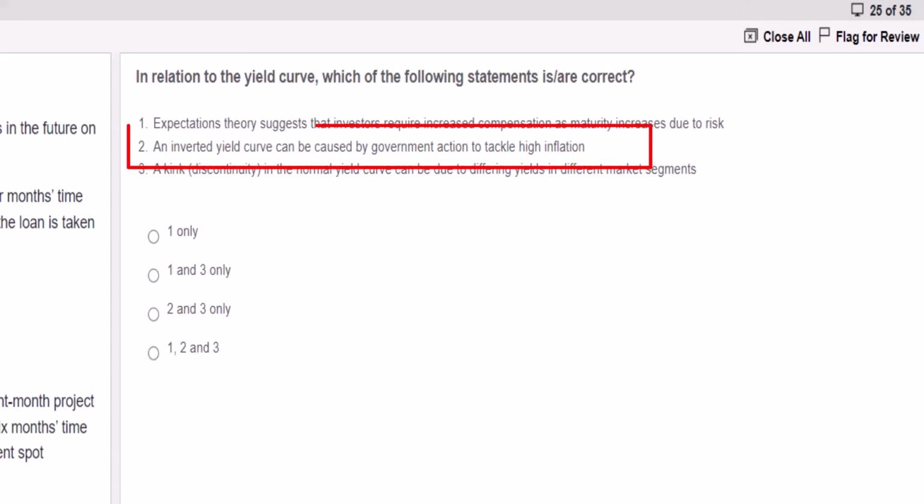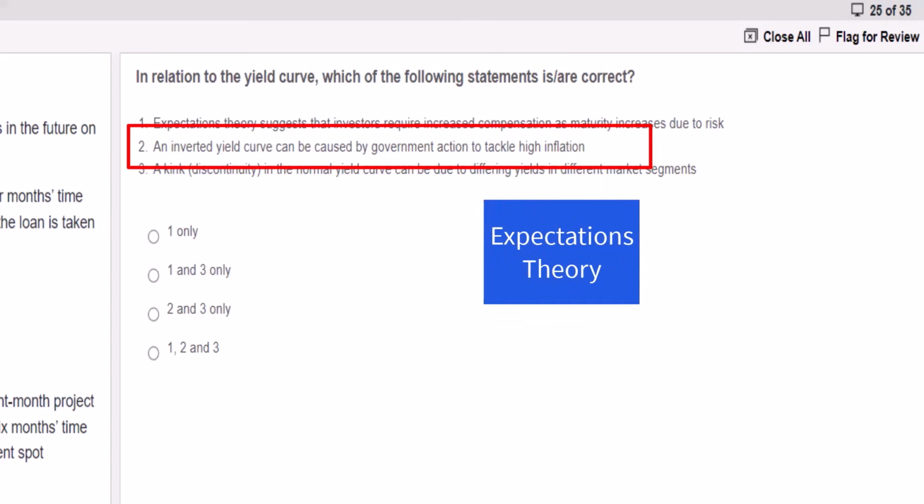Number 2, an inverted yield curve can be caused by government action to tackle high inflation. Now, tackling high inflation will mean interest rates are higher in the short term, with an expectation of a fall in the longer term. So the curve is inverted. So number 2 is a correct explanation of that, and that is based on expectation theory.